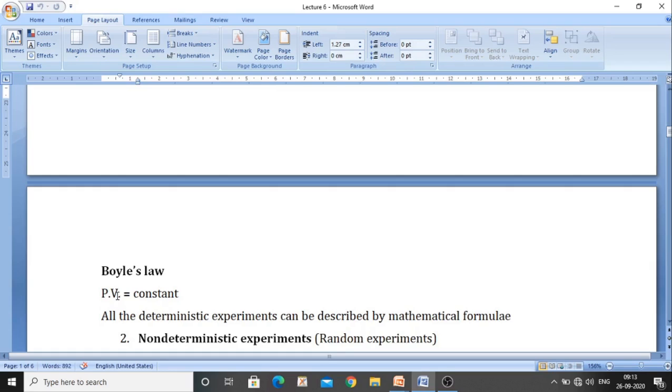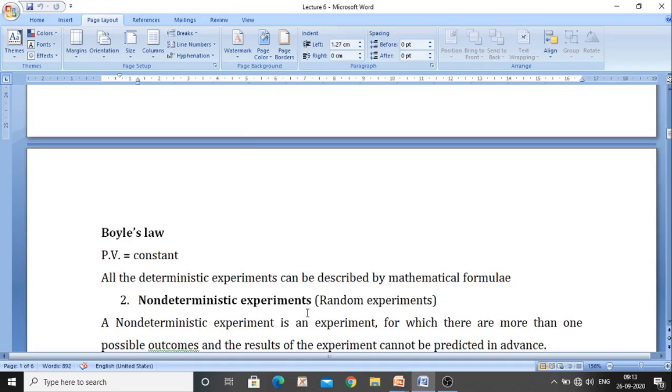So that is also a constant. That is a deterministic experiment. All the deterministic experiments can be described in mathematical formulae. Newton's law, S is equal to ut plus 1/2 at square, that is also a mathematical formula. So that is also included in deterministic experiments. Their results are fixed and reliable. So that is a deterministic experiment.